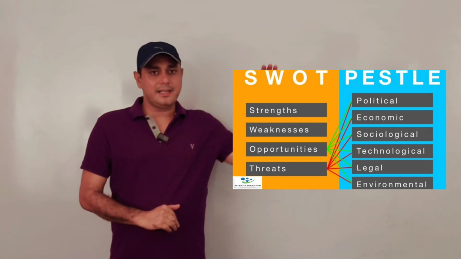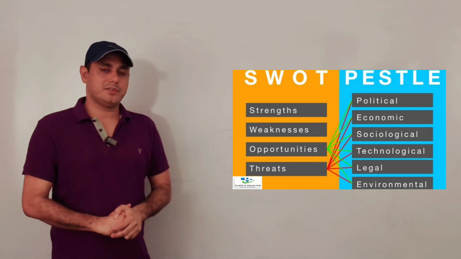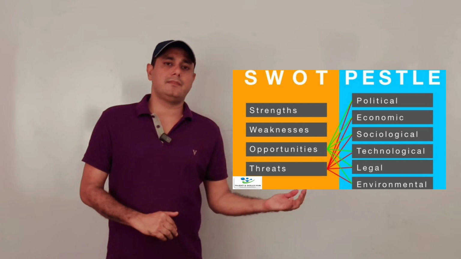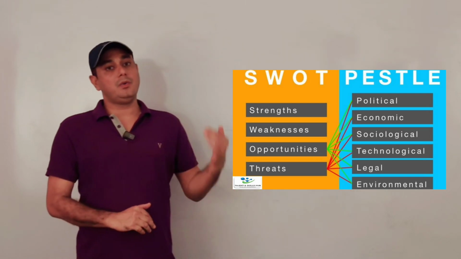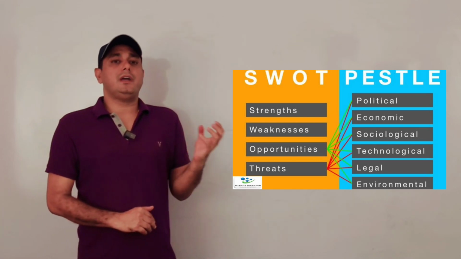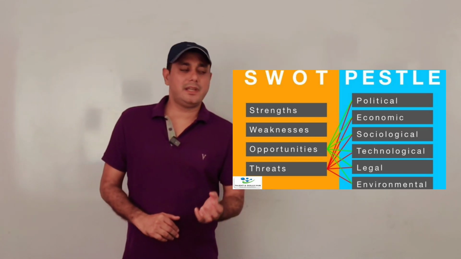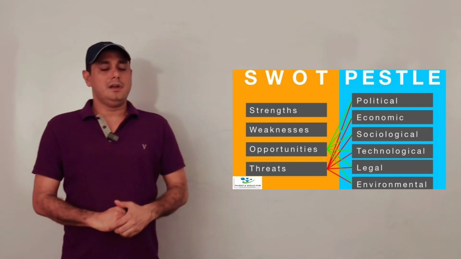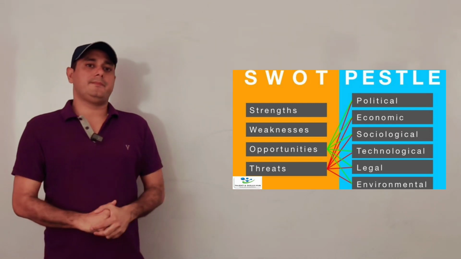You need to categorize these factors under these five or six headings, and then you need to analyze whether these factors are favorable or unfavorable for a particular business. If you are going to start in the aviation industry, aviation business, then you need to analyze whether these factors are suitable for our business or unsuitable.